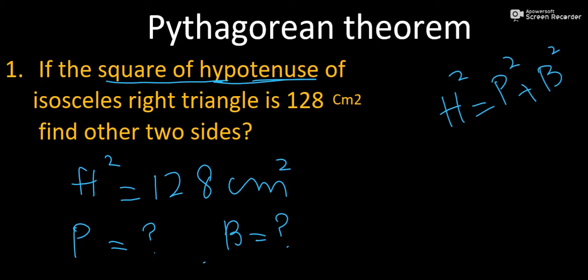The trick is in this word, isosceles right triangle. Isosceles right triangle, it means it is a right triangle but it is isosceles. Isosceles means a triangle has two sides equal.